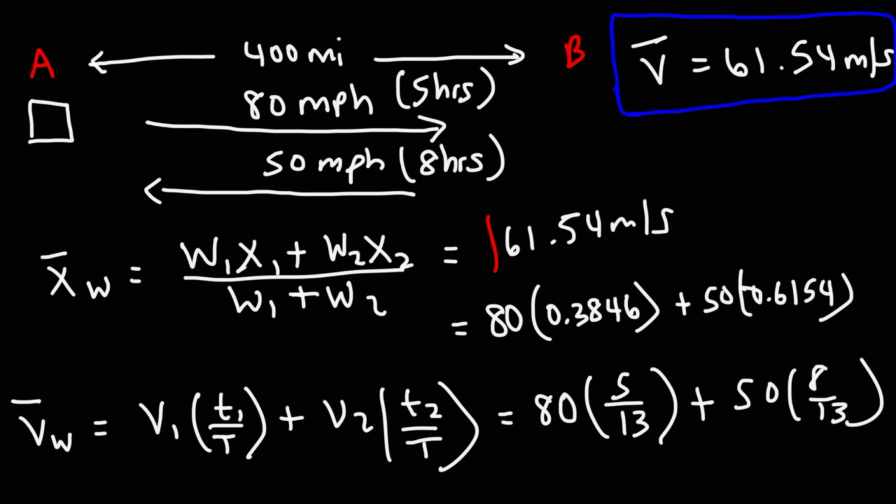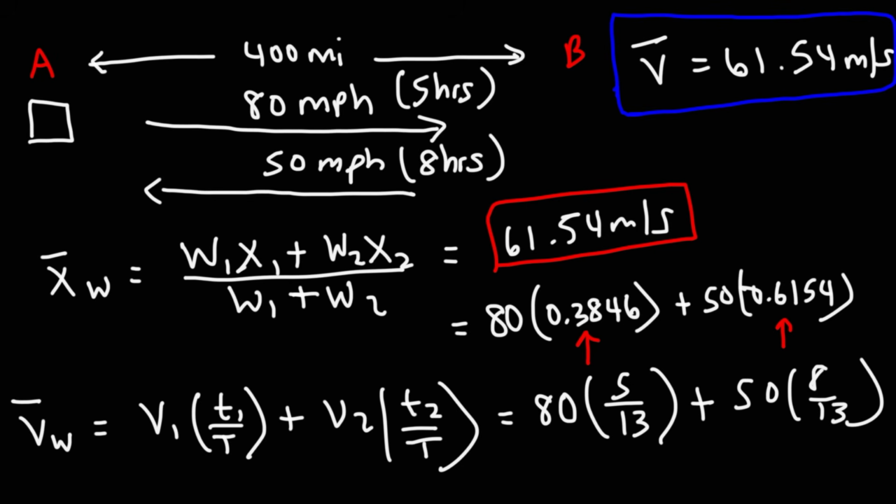But I want you to understand what this means so you could see it as a weighted average. So about 38.5% of the time, the car is going at 80 miles per hour. And around 61.54% of the time, or about 61.5% of the time, the car is traveling at 50 miles per hour.